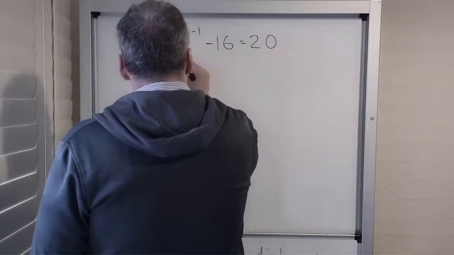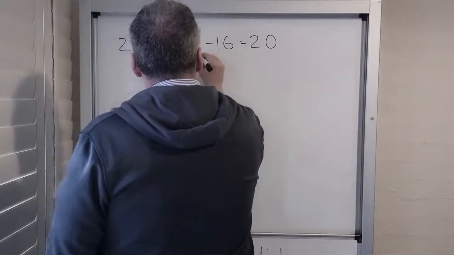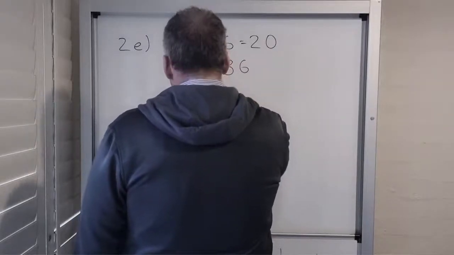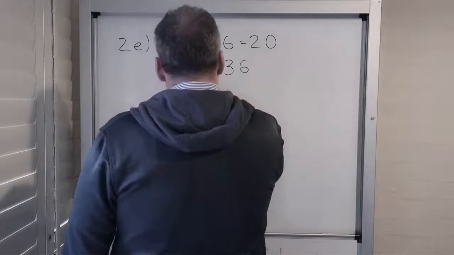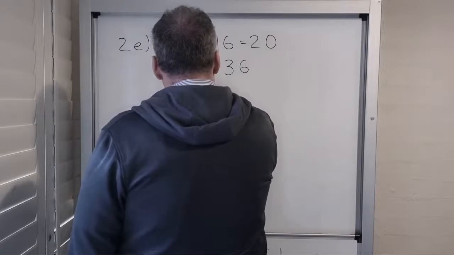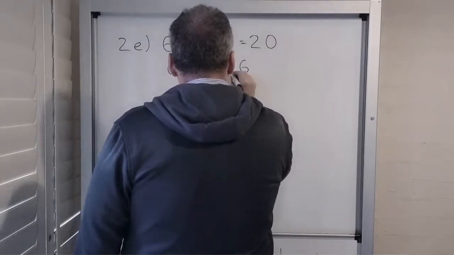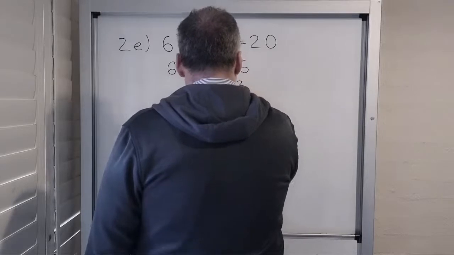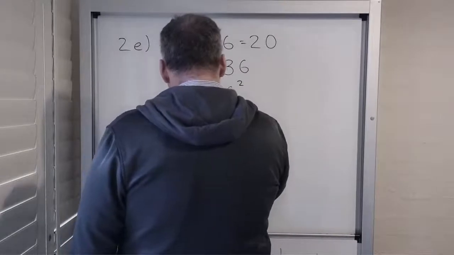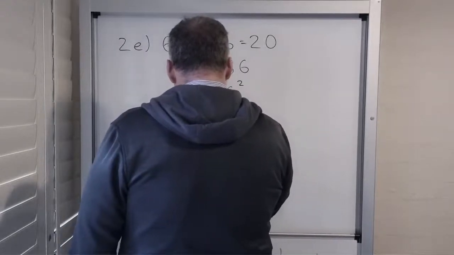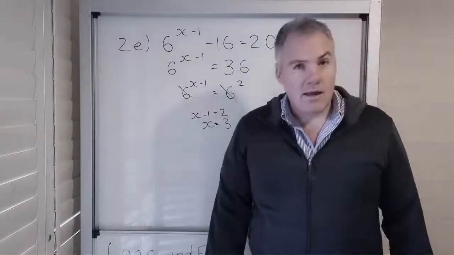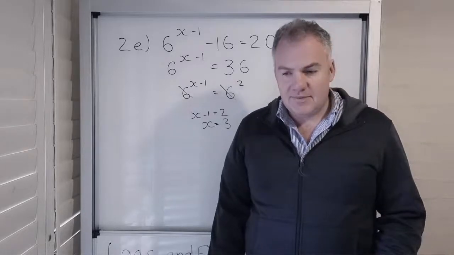I'd add 16 to both sides. Then 36 is 6 squared, so this is quite nice. And then drop the bases. And we're done. Okay? And that's the thinking behind exponential equations.